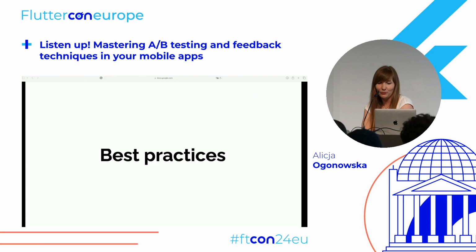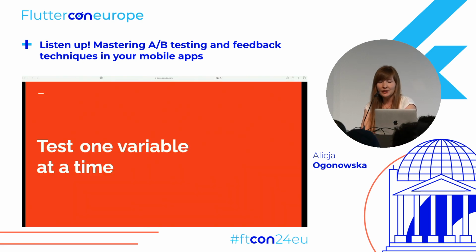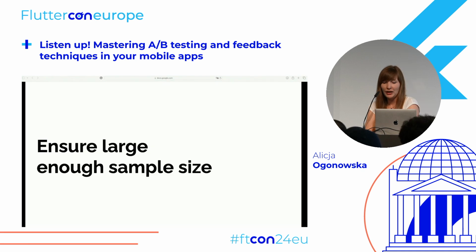And I would like to share some best practices with you. So first of all, test one variable at a time, because if you perform multiple tests, or in one test you test different things, then honestly, the results will be blurry, and you won't be able to tell what caused the change for sure. Also ensure a large enough sample size, because as I said, if it will be just you and your team testing, then you won't get to the statistical significance. So if your app is not used by hundreds of thousands of users, don't hesitate to run the tests on all of them and splitting the audience in half.